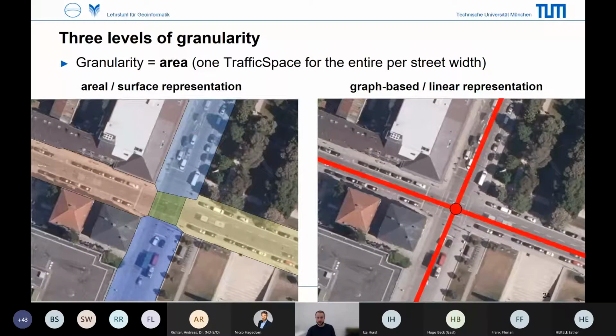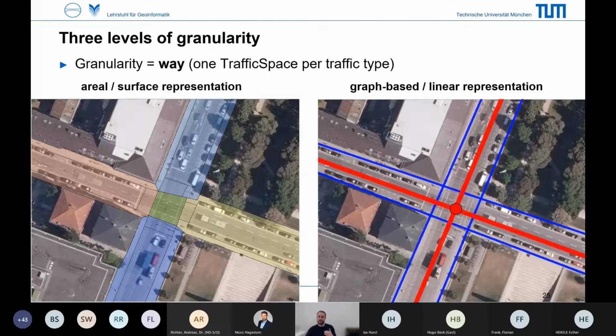Coming back to this level of granularity concept, you can see here a simple intersection with an example of an areal representation on the left and a linear or graph-based representation on the right for the highest level of granularity, area, where, as mentioned before, you would model the entire width of the street using one object in the areal representation, or basically the street center line in the linear or graph-based representation.